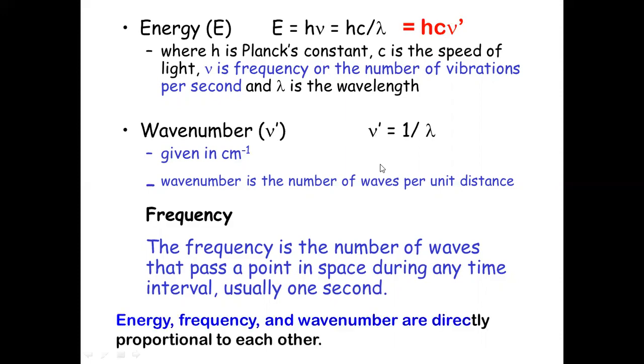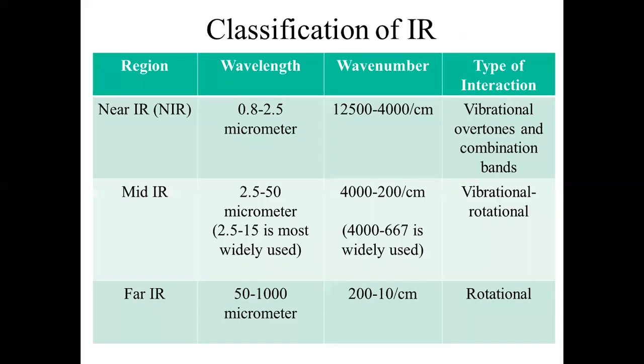So energy, frequency and wave number are directly proportional to each other, but they all are inversely proportional to wavelength. So we'll see the classification of infrared regions. Infrared regions are classified broadly into three. First is near IR, meaning immediately where your visible region ends, your near IR will start, followed by mid IR, and finally you have far IR.